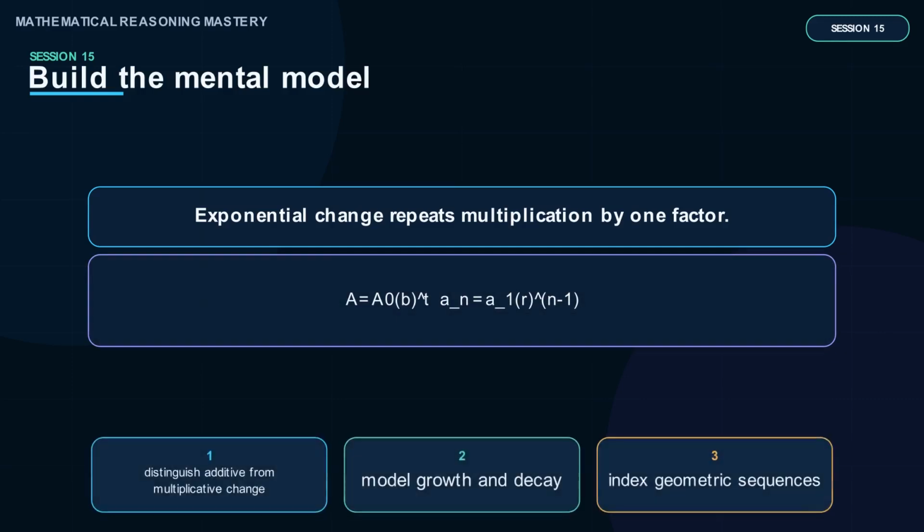The first goal is to distinguish additive from multiplicative change. Connect it to the second goal, model growth and decay. Correct calculation begins with correct interpretation. When the surface details change, search for the same relationship underneath. Transfer means choosing the structure from evidence rather than waiting for a familiar-looking example.